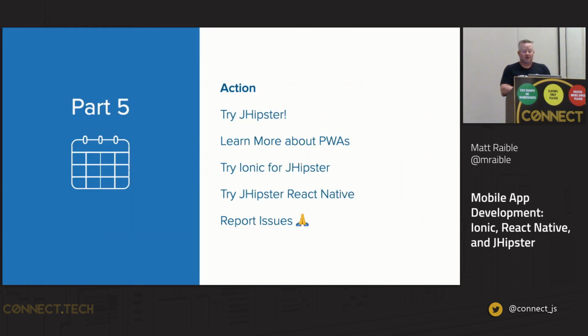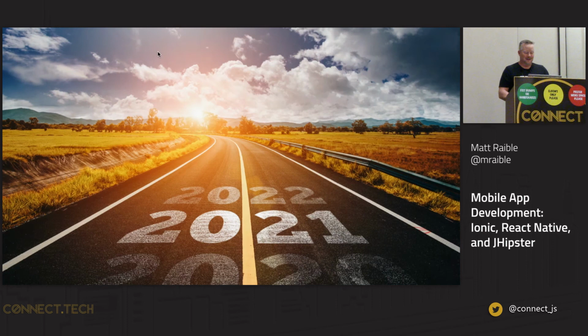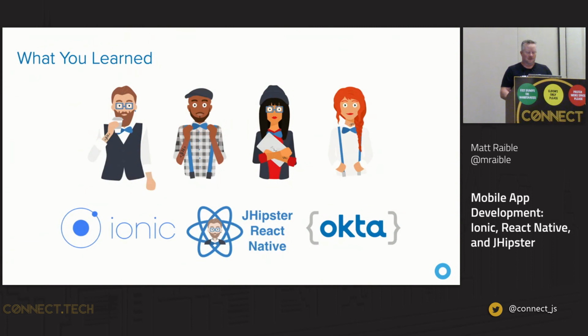So my action for you today is try JHipster if you haven't. If you're looking for some of the concepts like React with Bootstrap 5, there's a PR out there that just got merged today that does that. So if you're wanting to learn how to do that, that's there. Learn more about PWAs because they're certainly cool, and if you're doing any sort of SPA, you should be able to add PWA capabilities to it. Check out Ionic for JHipster and React Native for JHipster, and report issues. That's all I've been doing for the last few days because it was like, why doesn't this work? So the road ahead in the future is certainly more PWAs, more mobile apps. This is a way to get started on those, and JHipster makes it pretty easy by generating it.